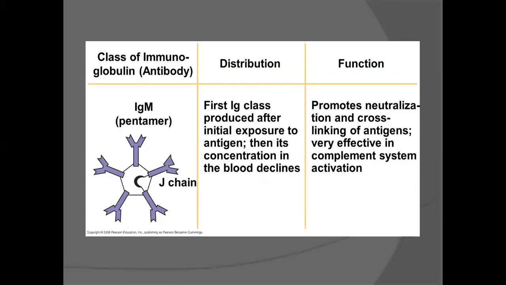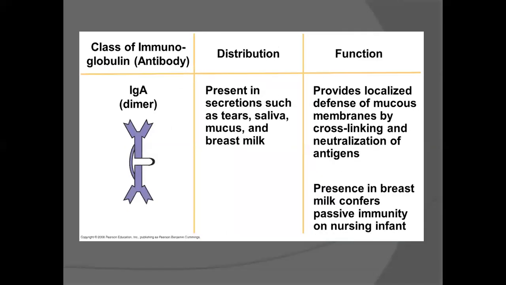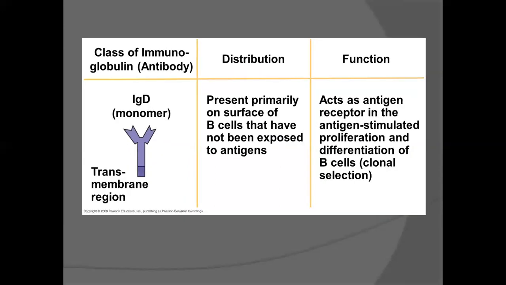IgM is a pentamer, J chain is there, extra. IgG is a single monomer. IgA is a dimer. IgE is again a monomer. IgD is again, I can say it's another part of IgG, but not a specifically strong antibody.